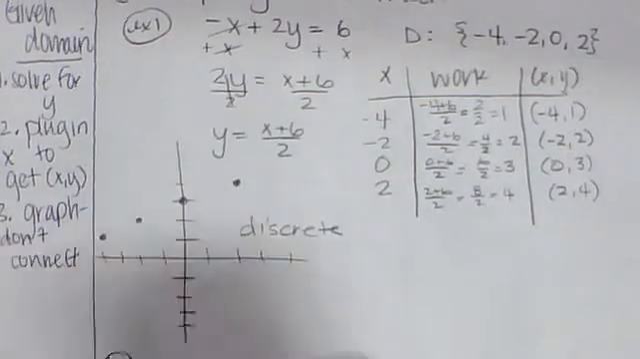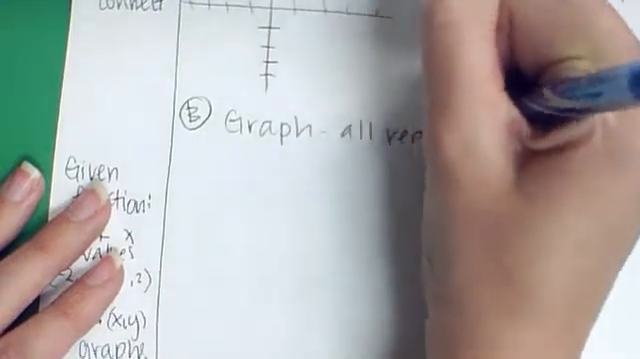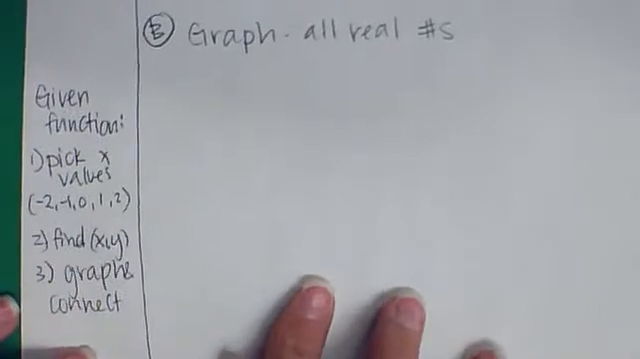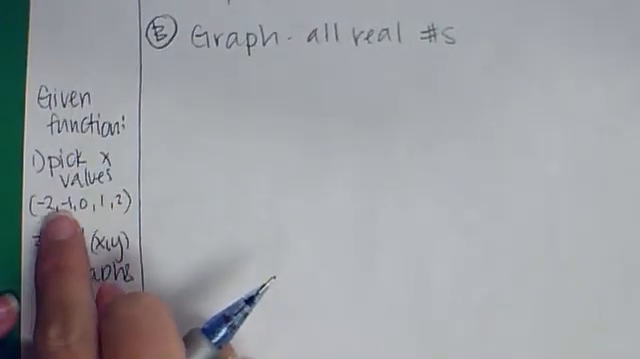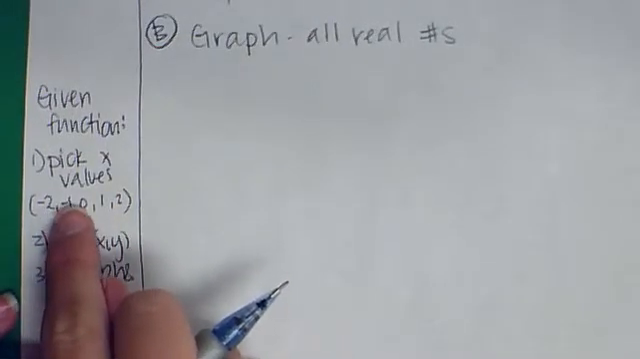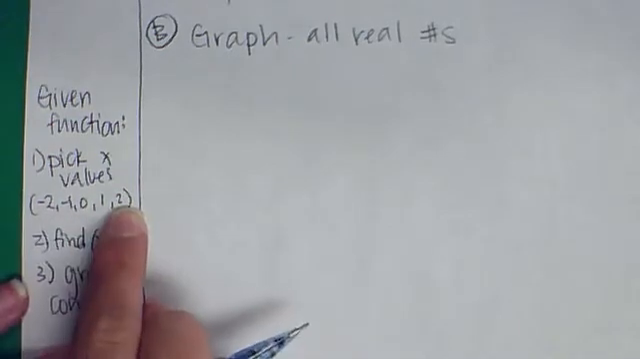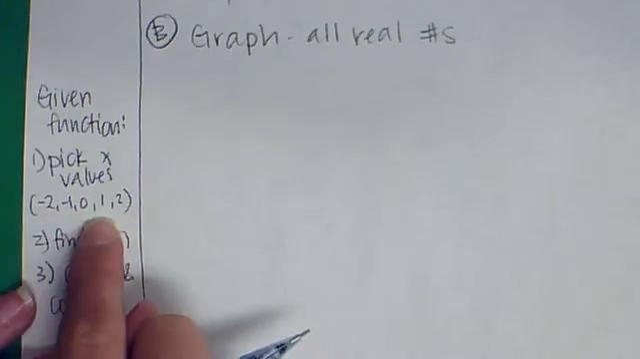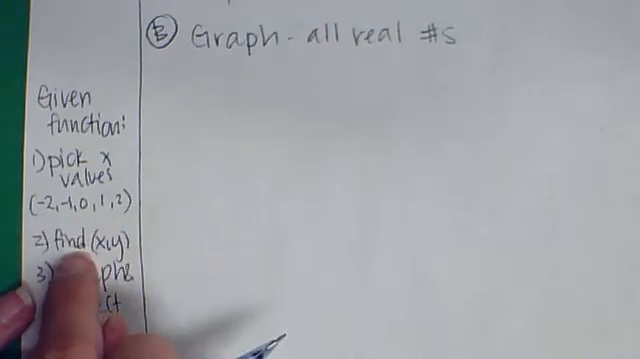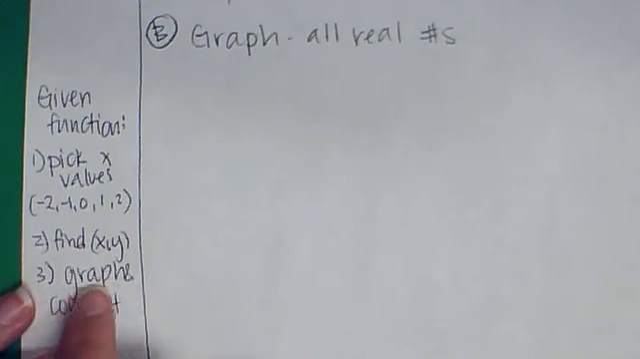Part B for today is just graphing in general for all real numbers, which means when we're not given a domain. Here's what we're going to do. We're going to pick some x values. I'm going to suggest that you pick negative 2, negative 1, 0, 1, and 2 when you don't know what else to pick, because that's a good place to start. You don't have to pick those. You can pick any number that you want, but it'll be easier if you pick these. Then you're going to find your xy pair, you're going to graph, and you're going to connect this time.